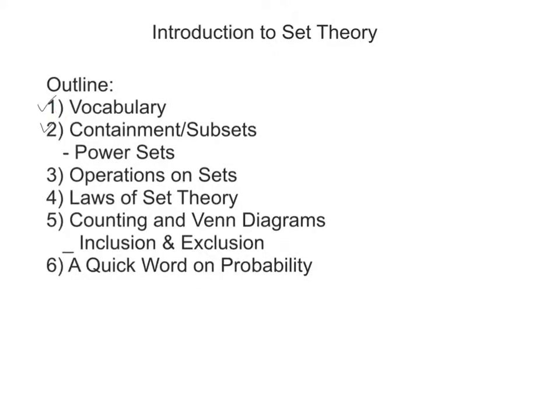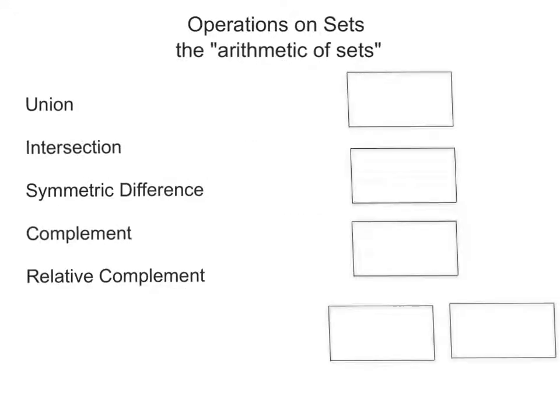So we've done vocabulary, we've done containment and subsets, we just finished power sets, so now we can start operations on sets. Operations on sets are basically the arithmetic of sets. We'll start with the first, which is the union. We write A union B as the elements x such that x is in A or x is in B. And a Venn diagram is helpful to see this.